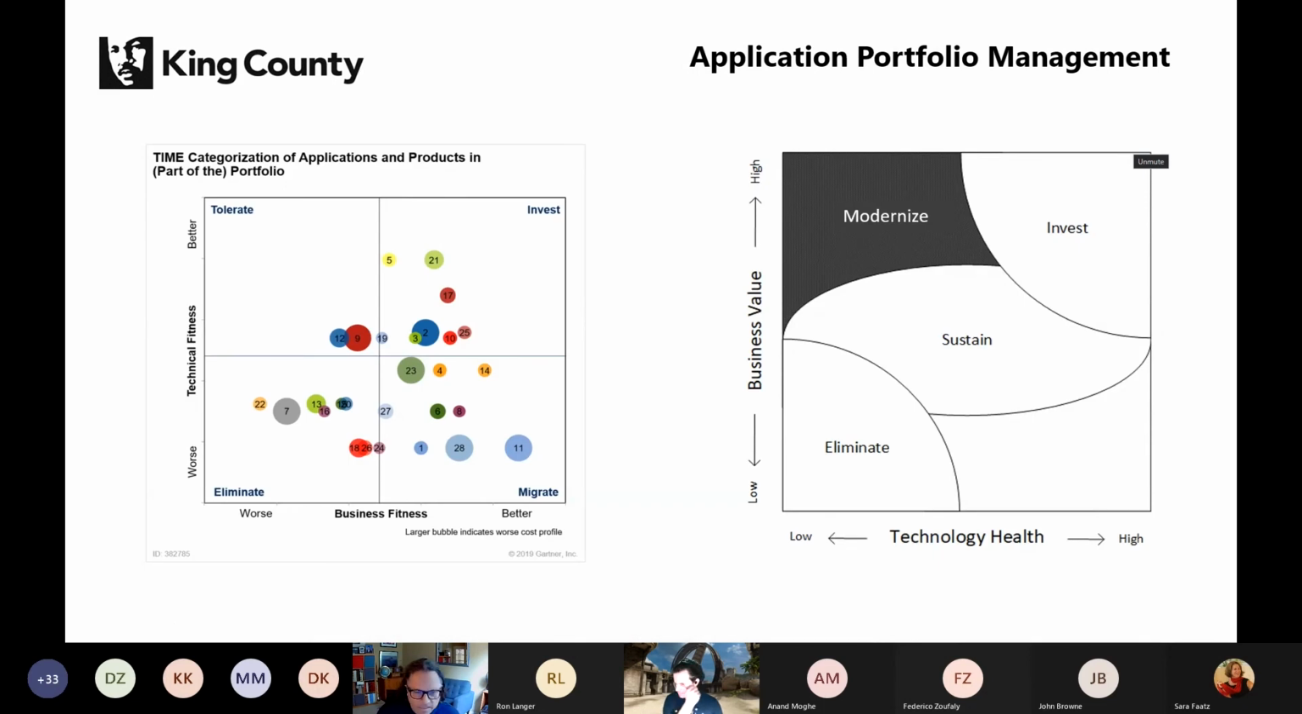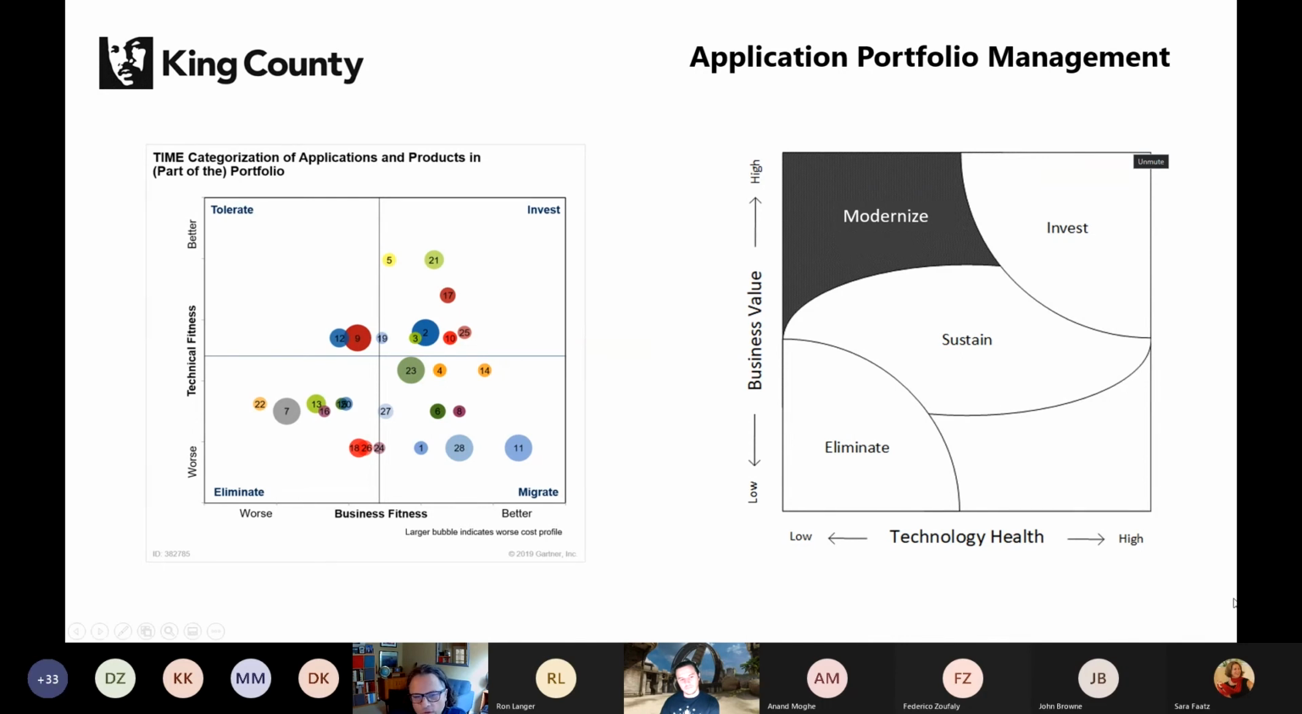So on the left, you'll see the classic kind of TIME matrix. This isn't the one that we developed, but ours looked very similar to this. Business fitness versus technical fitness. What we actually wound up aligning towards, or snapping towards, as part of our work was something more like what you see on the right.